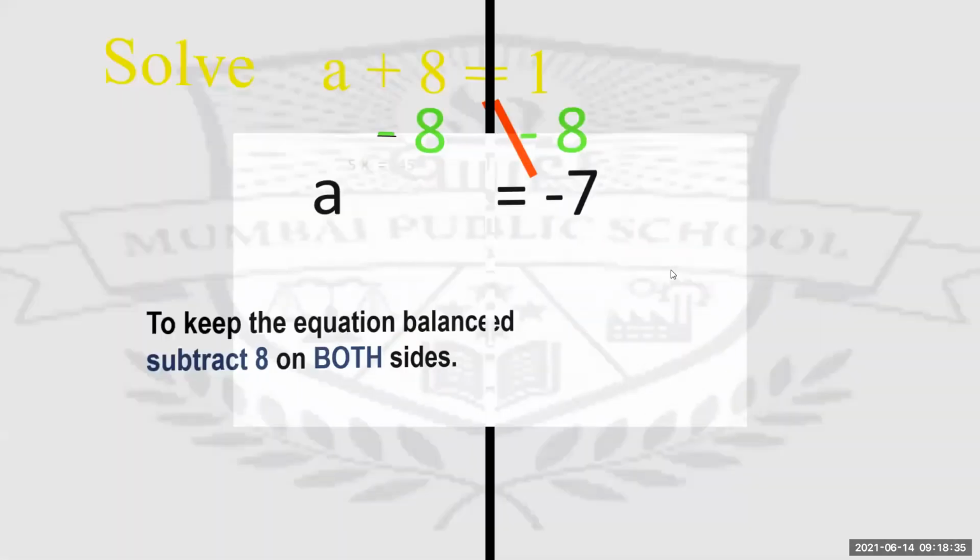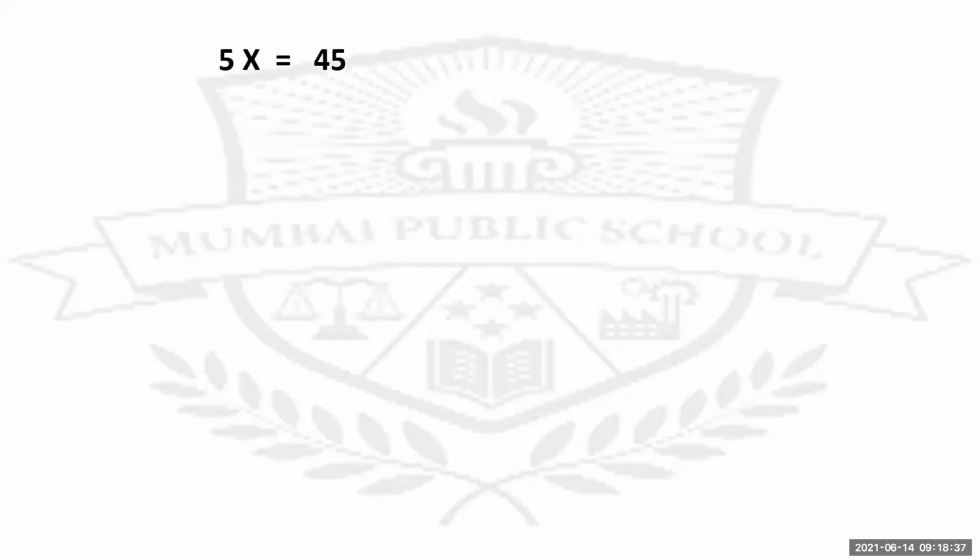So the value of a equals minus 7. Now next is 5x equals 45. Now what will you do here?